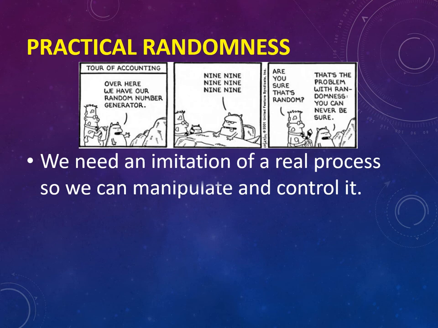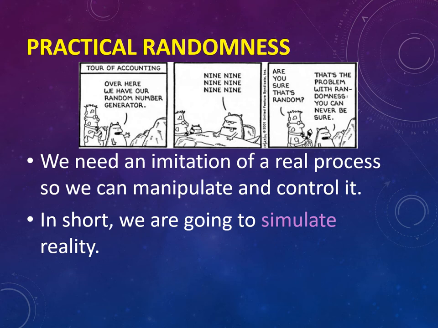We need to have an imitation of something that is real so that you can manipulate and control it. What that means is that it gives you a chance to take something that is pseudo-random, or close enough to being random, and apply it in a way that saves ourselves a lot of time and effort. You don't want to constantly be flipping a coin. You don't want to constantly be rolling a dice. You want something that allows you to get the results that you want with slight control. You want to be able to simulate reality. That's what randomness allows us to do. If we have something that is truly random, we can simulate what's going to happen in real life.